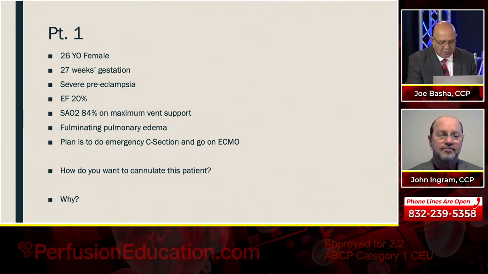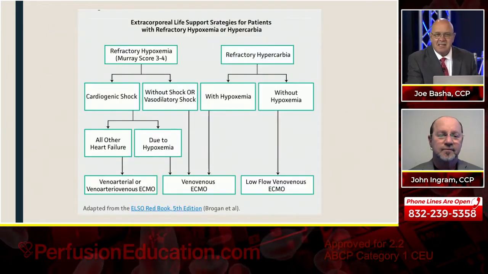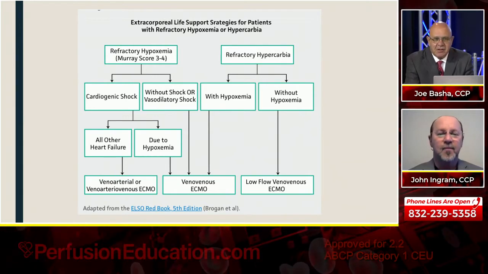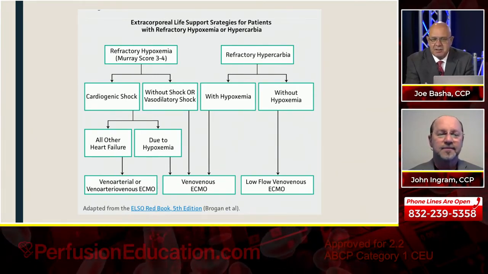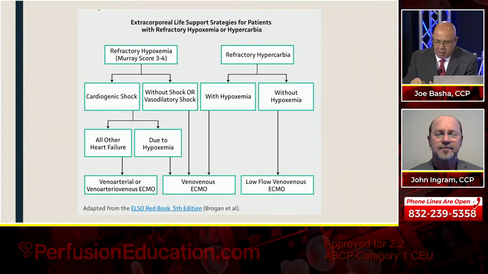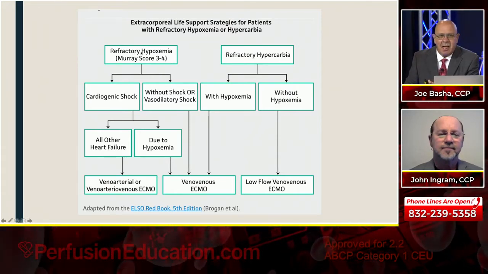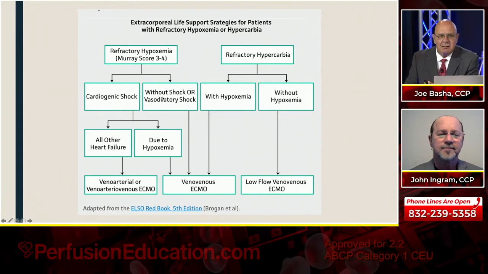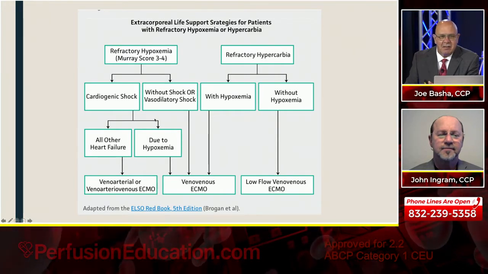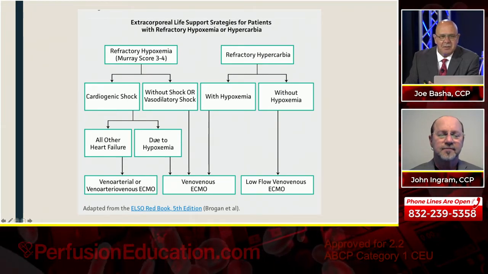Then I'm going to go to another slide, if y'all don't mind indulging me a little bit. This slide here is very important. This is an algorithm straight out of ELSO: if you have refractory hypoxemia with a Murray score of 3 to 4, or you have refractory hypercarbia, up in the top bars you see here, you follow the various algorithms. Hypoxemia, cardiogenic shock, no cardiogenic shock. What do you do next? If it's not cardiogenic shock, you go over here. If there is cardiogenic shock, you go over here, for all other heart failures, or if the heart failure is due to hypoxemia.